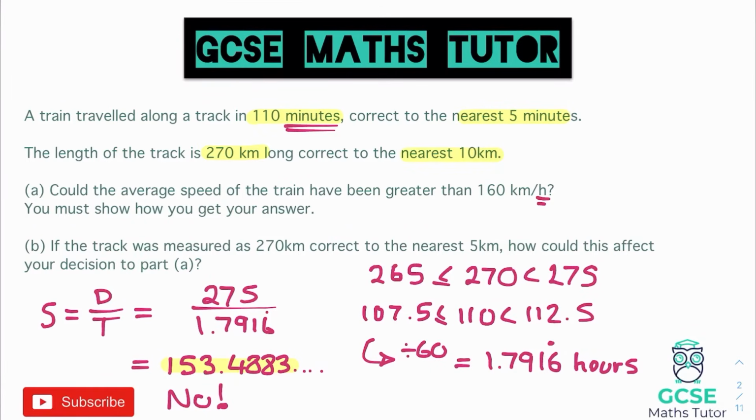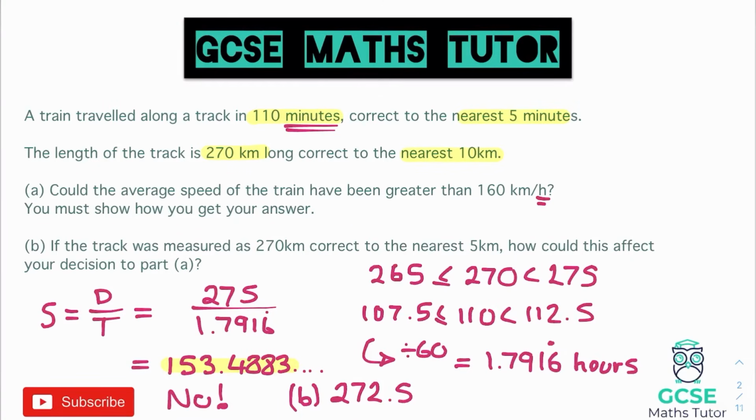It says here, if the track was measured as 270 kilometres correct to the nearest 5, which is obviously more accurate than our previous one, how could this affect your decision in part A? Well, if it was measured to the nearest 5, that would mean that our upper bound would no longer be 275. Let's just write this here. So our upper bound now would only be 2.5 above, so it would be 272.5. Okay, just going 2.5 above 270. And that would be our upper bound.